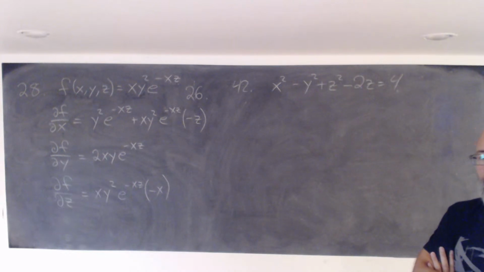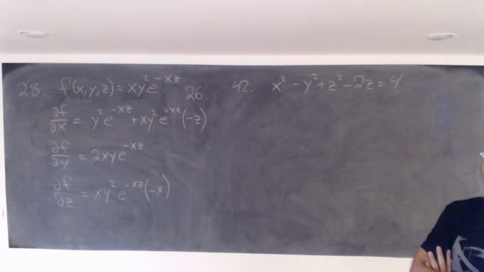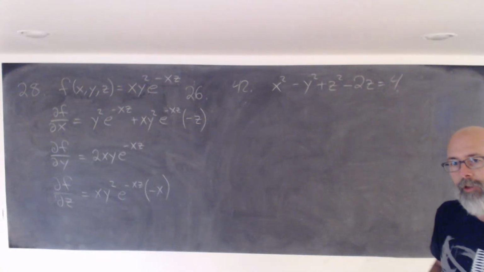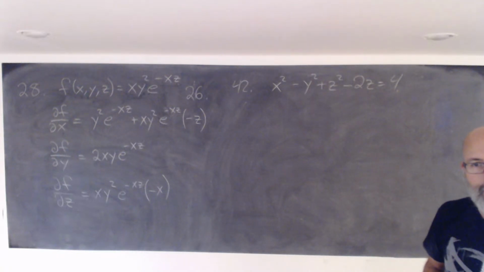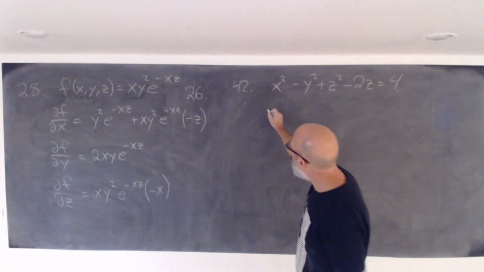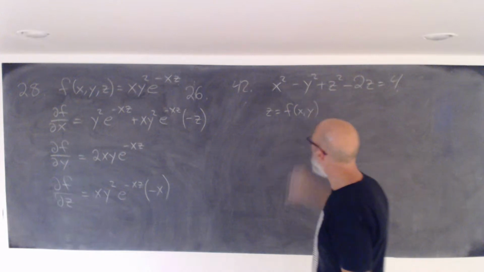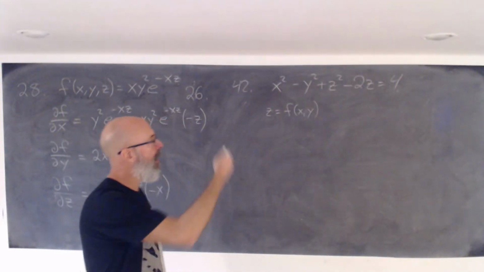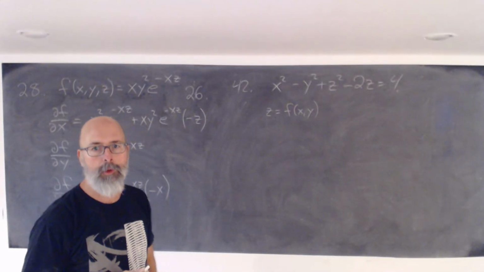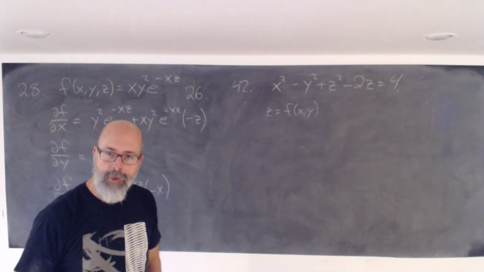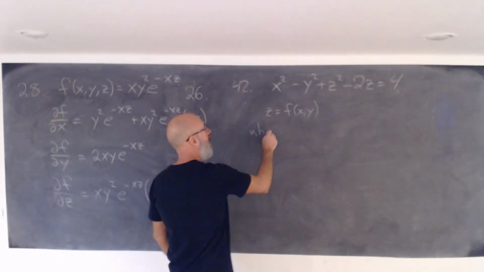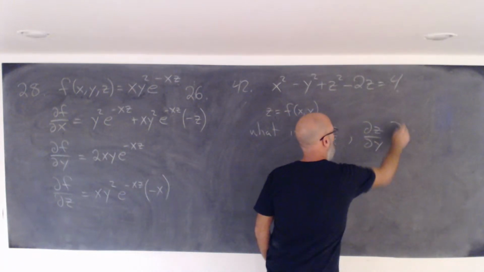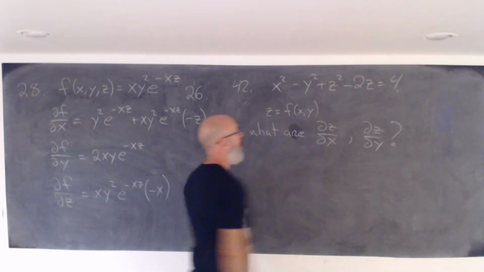So consider this equation here, where you've got one equation involving x, y, and z. Theoretically, you could isolate for one variable in terms of the other two. Theoretically, you might be able to solve for z as a function of x and y. Let's not do it, but you understand that, at least in theory, it may be possible. Now we're going to ask the question, if this is the case, what is dz dx and what is dz dy? So I guess what are dz dx and dz dy?